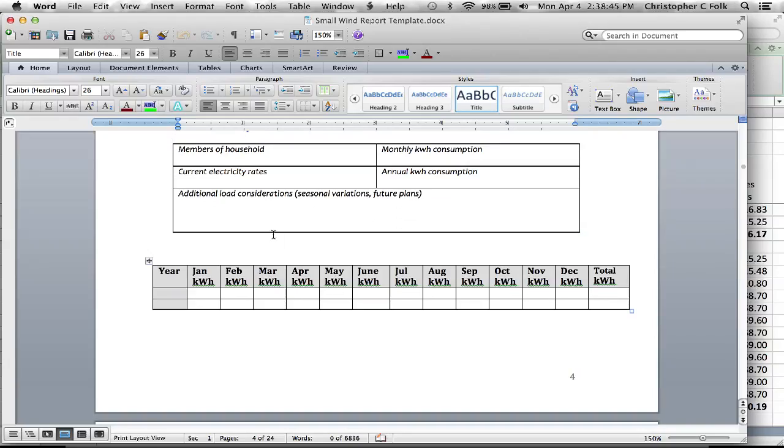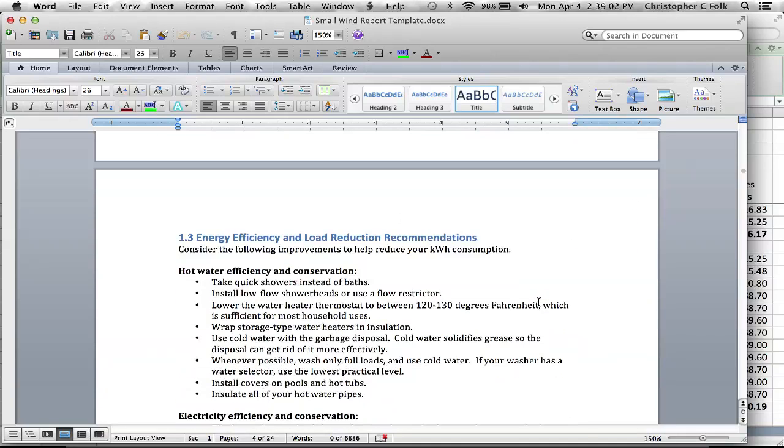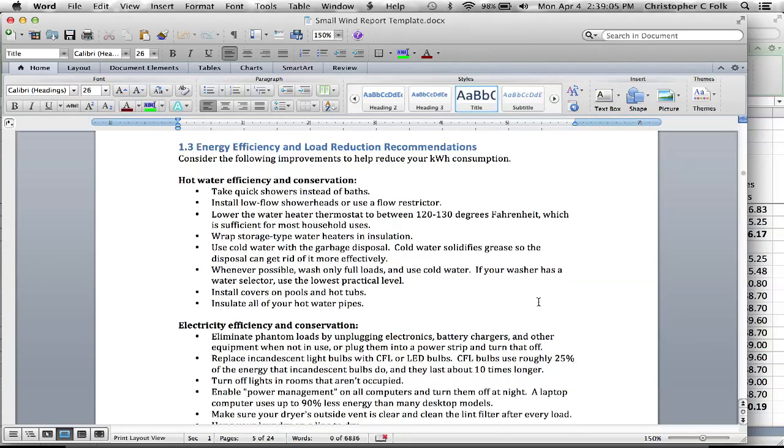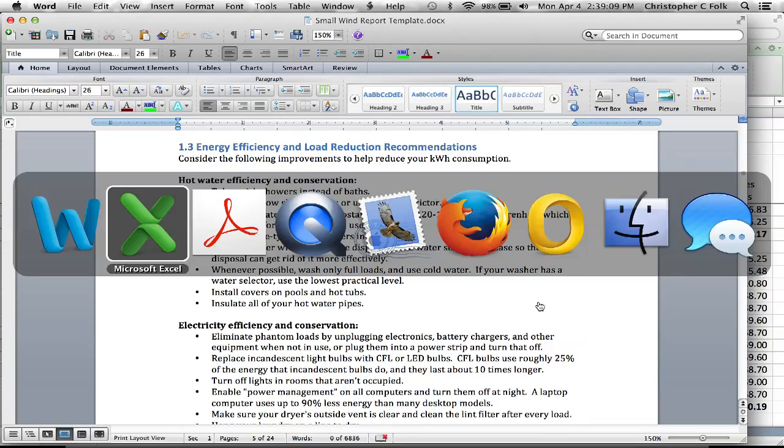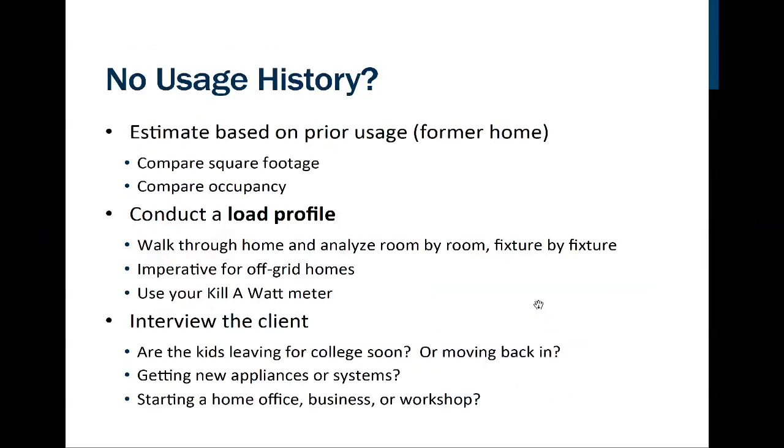Any load considerations to consider here? Plan on getting some fish, getting rid of the fish tanks, installing a greenhouse. So there could be a variety of things that I might want to list here. And this is the table where we're going to fill in the information that we just showed you from the bill. When we talk about energy efficiency and load reduction recommendations, one moment, we're going to go back to the presentation, and we'll come back to that template here in just a moment.